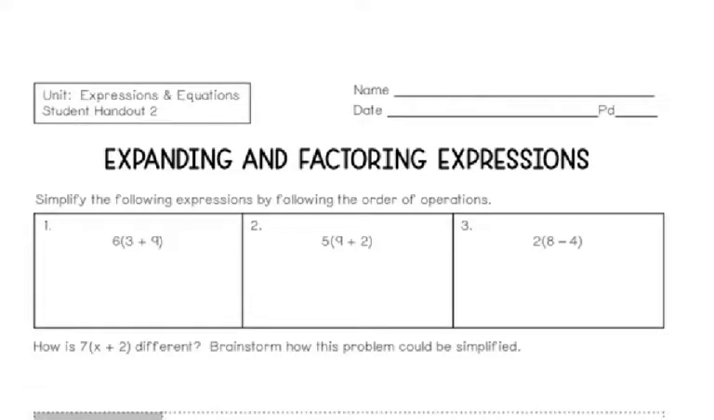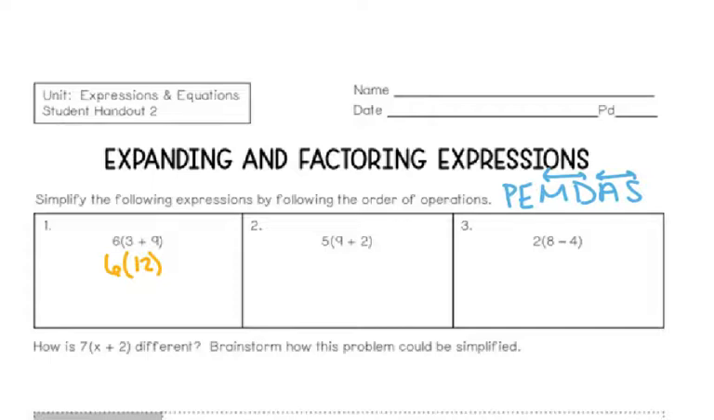The first question says, simplify the following expressions by following the order of operations. The order of operations says to do parentheses, then exponents, multiply and divide from left to right, and then add and subtract from left to right. So looking at number 1, I see 6, and then the quantity 3 plus 9. Since there are parentheses, I'm going to go ahead and do what is in the parentheses first. 3 plus 9 is 12, and then I just add on that 6 outside of the parentheses.